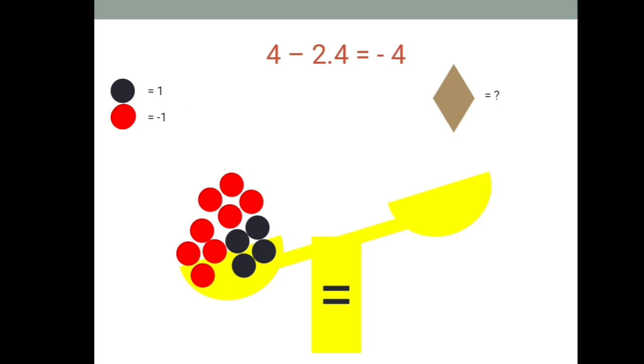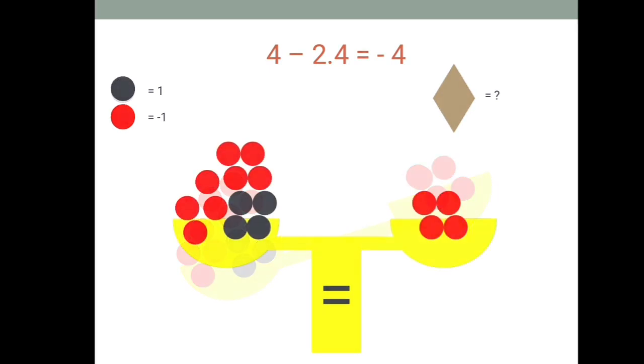Of course, the scale becomes unbalanced. So how do you make it balanced again? You have to represent minus 4 in the right hand side. So you put 4 red balls in the right hand side. Then the scale becomes balanced again. So that's right.